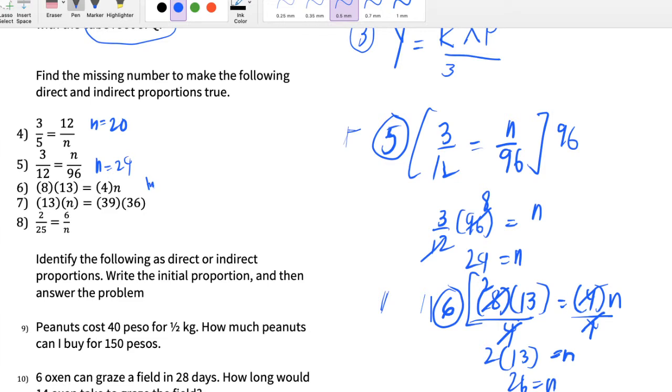Okay? Yung mga shortcut dito would be 8 naging 4. So, naging times 2 lang. So, 13 times 2 is equal to 26. Okay, how about this one? Number 7.